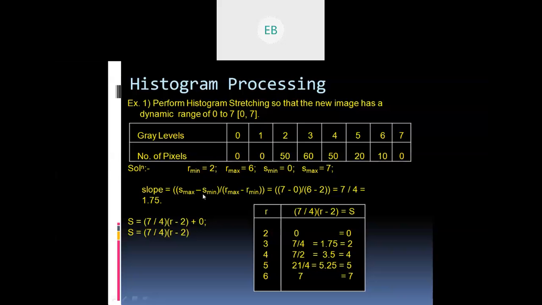What is slope? Y by x, that is S by R, which is S max minus S min by R max minus R min. Put these values in this equation. S max minus S min means 7 minus 0, and R max minus R min is 6 minus 2. So 7 minus 0 is 7, and 6 minus 2 is 4. So 7 by 4 equals 1.75.